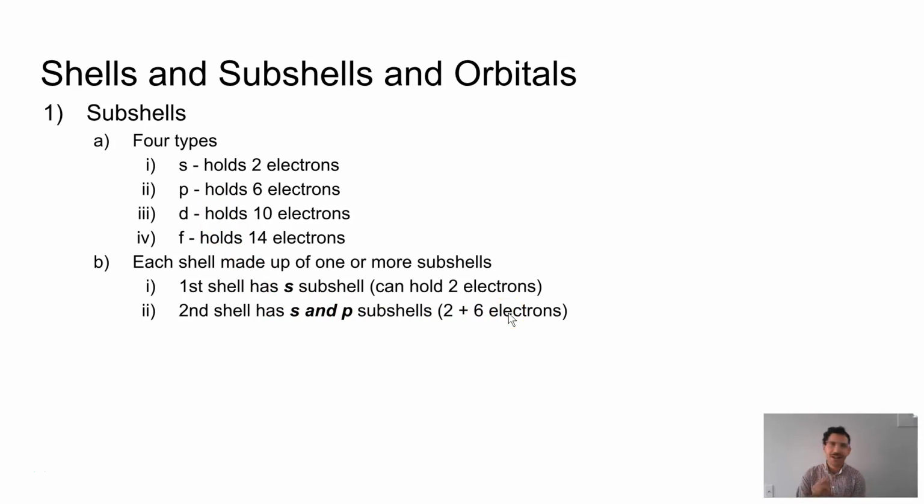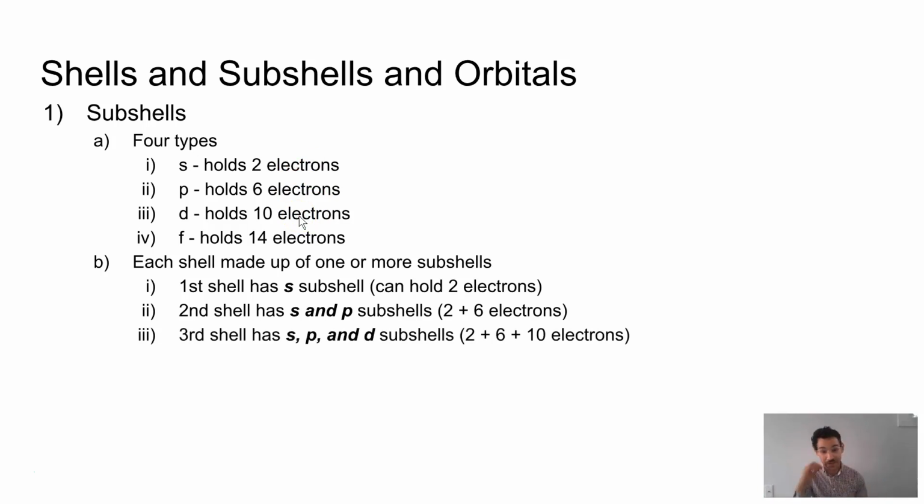Well, our third shell, why don't we pause the video and think, what subshells would that be made of? Sweet. I hope you came up with an S, a P, and a D, because our third shell holds 18 electrons, and if we do 2 plus 6 plus 10, oh my gosh, that gives us 18 electrons.